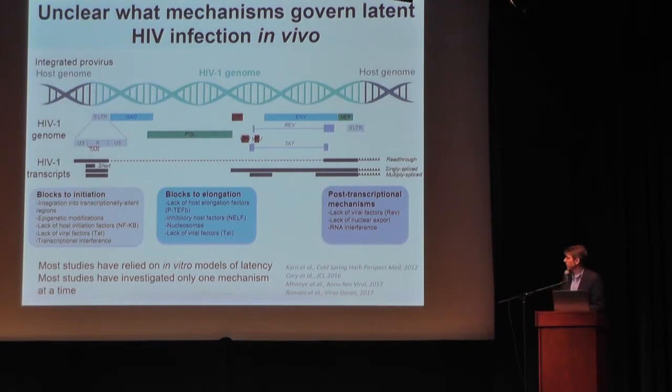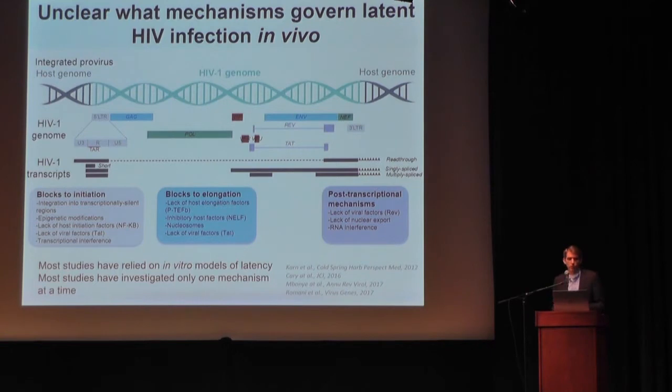In contrast, you have mechanisms that block the elongation of HIV transcription, and these are going to give you short HIV RNAs, but not elongated fragments. And then there are some mechanisms that operate after transcription has been completed, and they should give you full-length polyadenylated transcripts, in some cases multiply spliced transcripts.